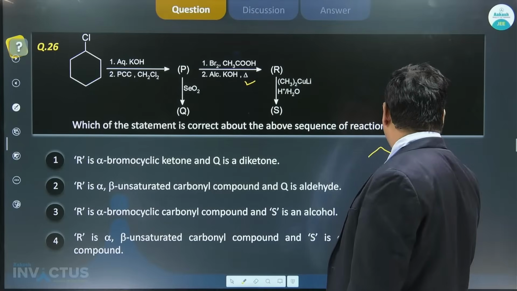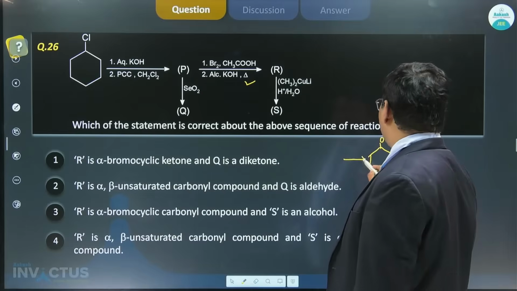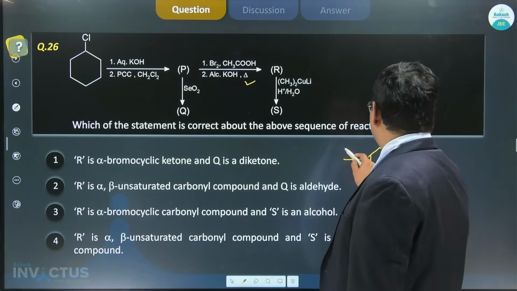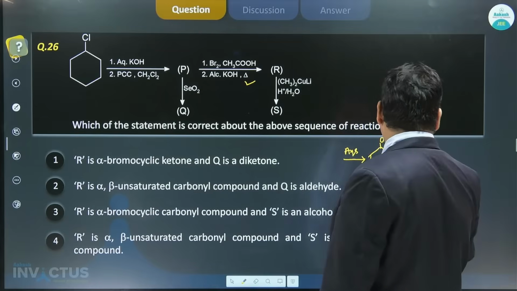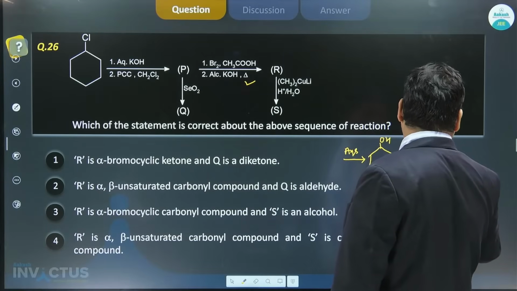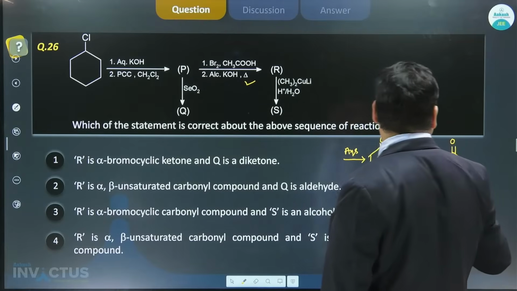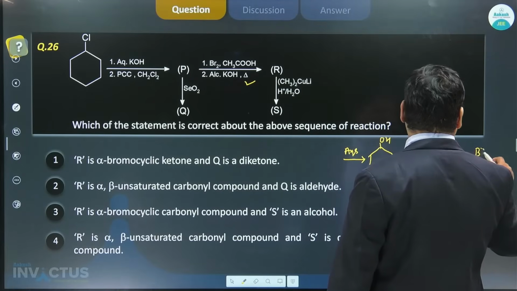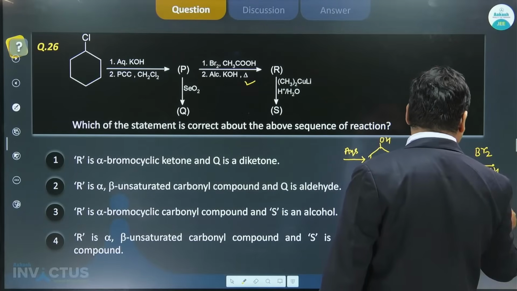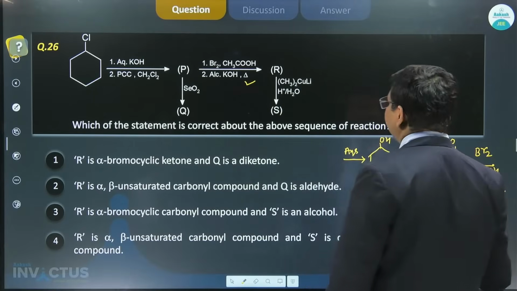First, when aqueous KOH is added, the first product you will get is the alcohol, OH. PCC in CH2Cl2 is an oxidizing agent, which will convert the alcohol into a carbonyl compound. And bromination in the presence of acetic acid takes place as monobromination in acidic medium.